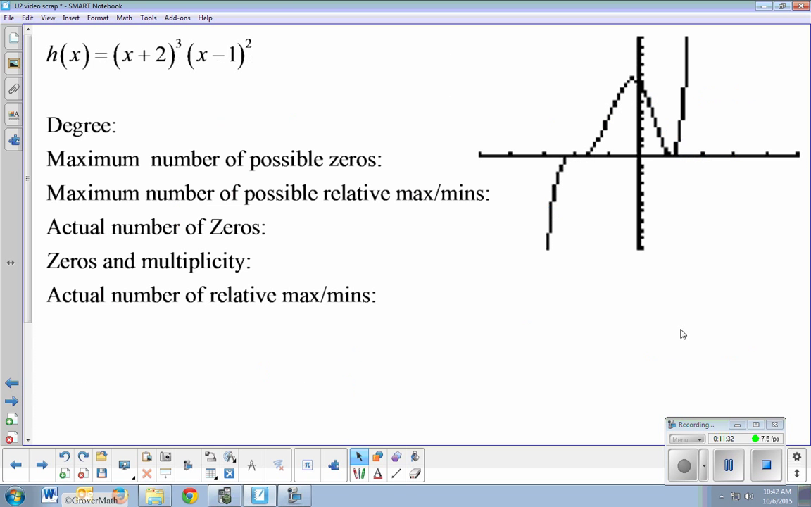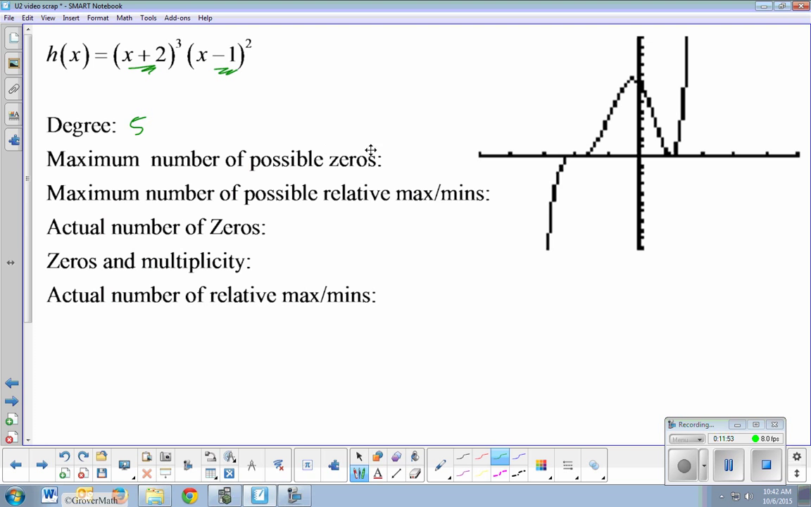One last question. I know this number is getting high, but I'll run through this fast. Here we go. One more problem. What's the degree? Well, this is in factored form. The degree is 5. Now, if you just count x's, you think 1, 2, but there's 3 x plus 2's and 2 x minus 1's. So this would be x plus 2, x plus 2, x plus 2, x minus 1, x minus 1. So the degree is 5.